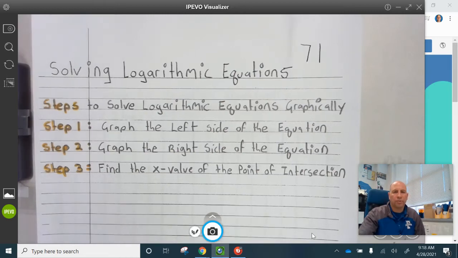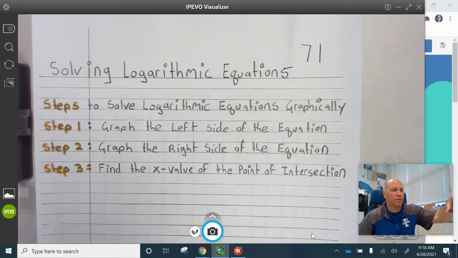Okay, Watkins. At journal page 71, solving logarithmic equations. Steps to solve logarithmic equations graphically. Step 1, graph the left side of the equation. Step 2, graph the right side of the equation. Step 3, find the x value of the point of intersection.